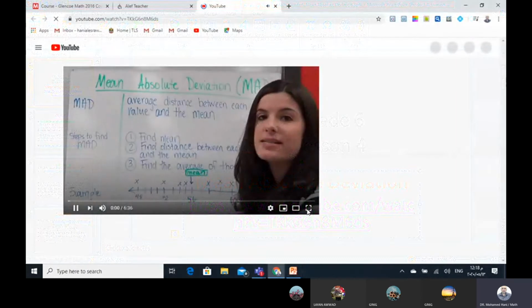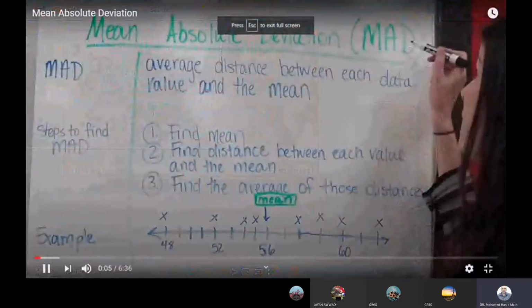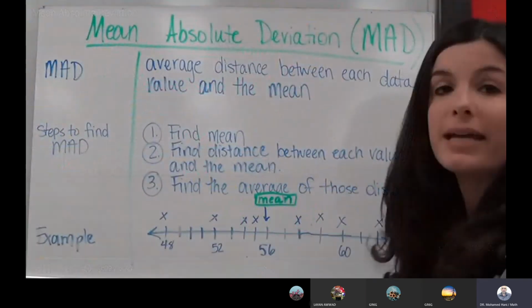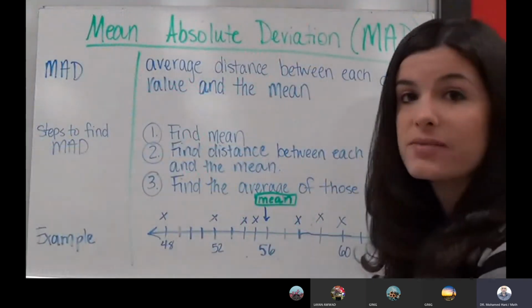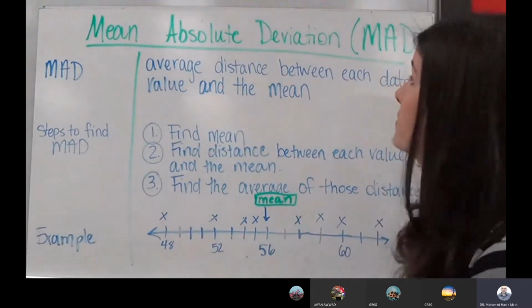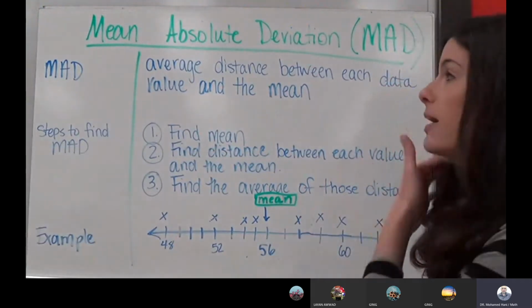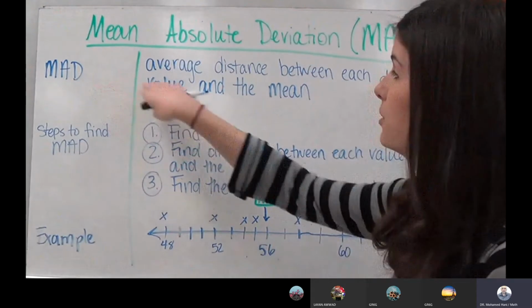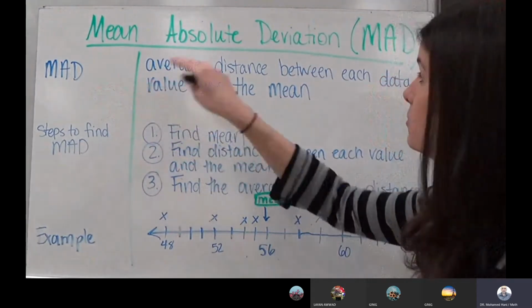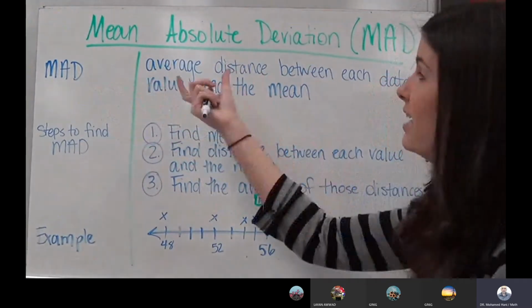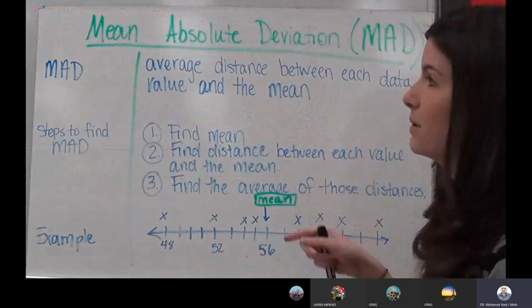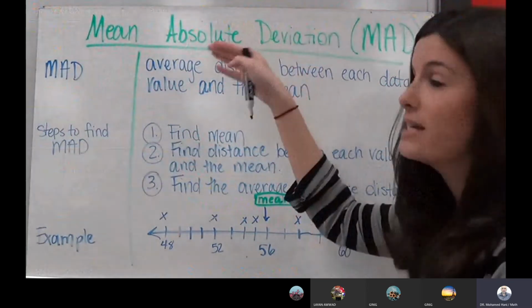Hello boys and girls, this video lesson is on mean absolute deviation. We will also call that MAD. Okay, MAD stands for mean absolute deviation. So go ahead and get your notes ready to take notes along with this video and head your paper mean absolute deviation. The first thing I want you to write is MAD, and we're going to put the definition of what the mean absolute deviation is. It is the average distance between each data value and the mean. It's what mean absolute deviation sounds like.